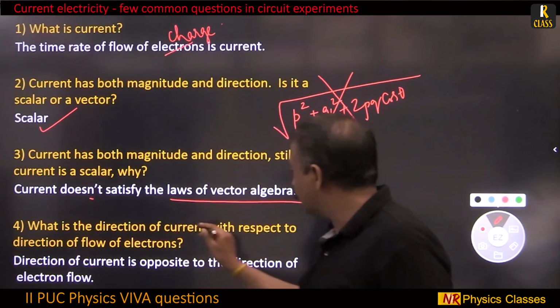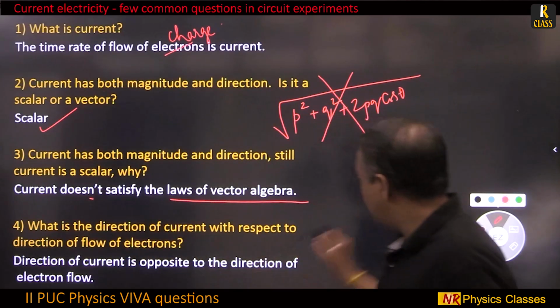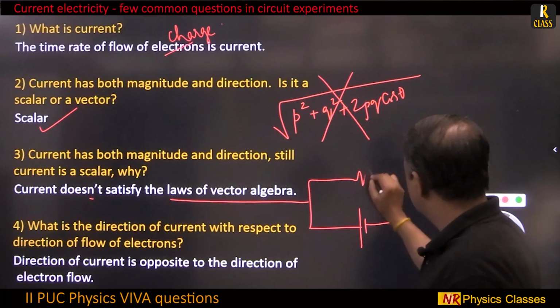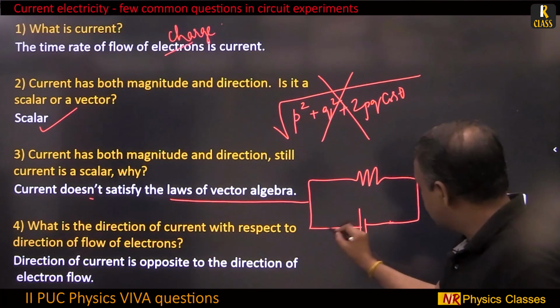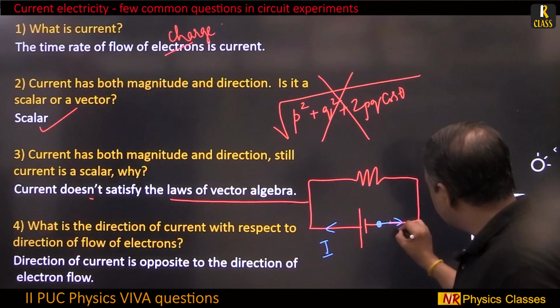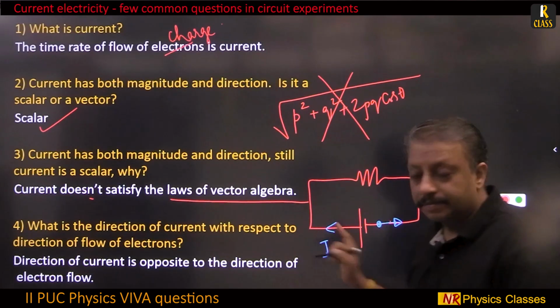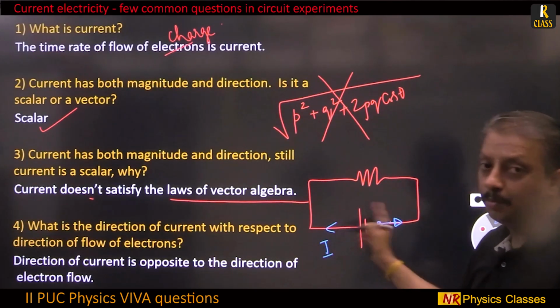What is the direction of current with respect to direction of flow of electrons? If this is a simple circuit with a resistor and a cell, and this is the direction of current, then electrons will be traveling in the opposite direction. This is called conventional current direction. This is the direction of electrons and these two are opposite.